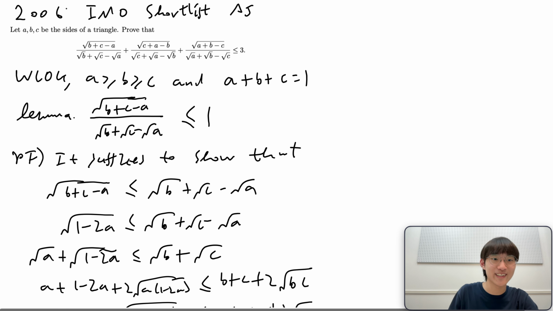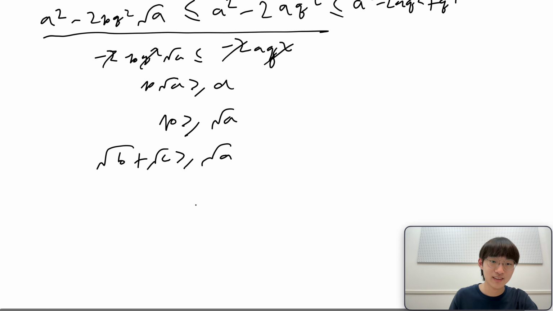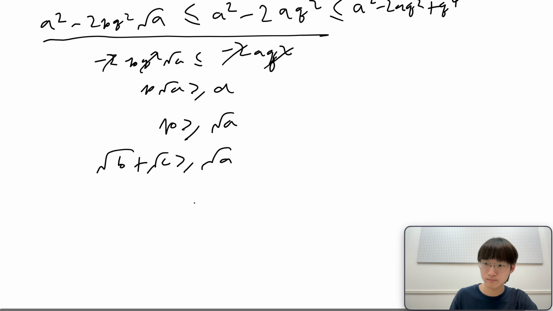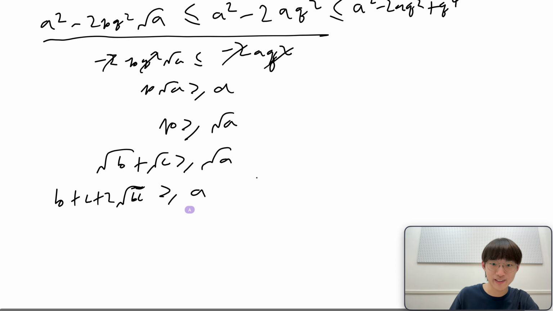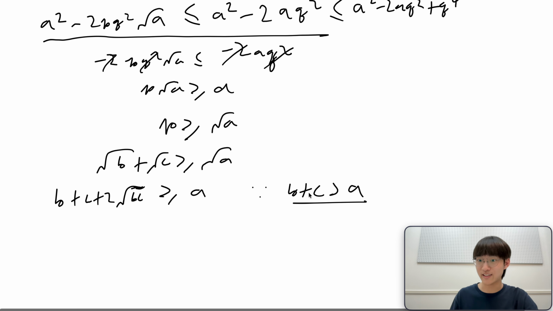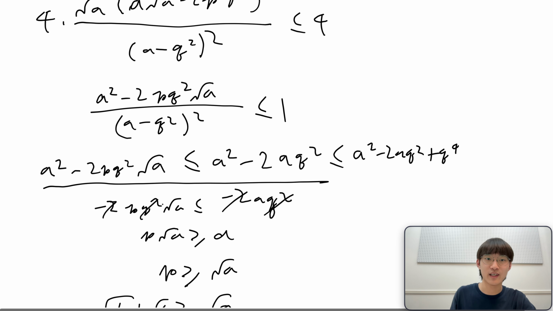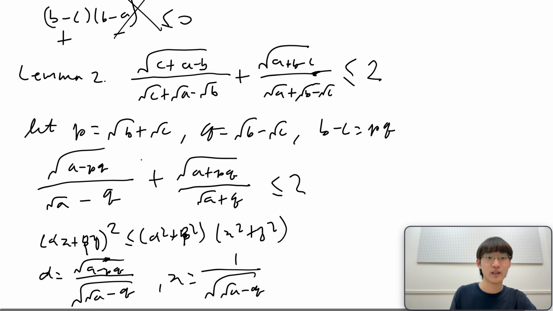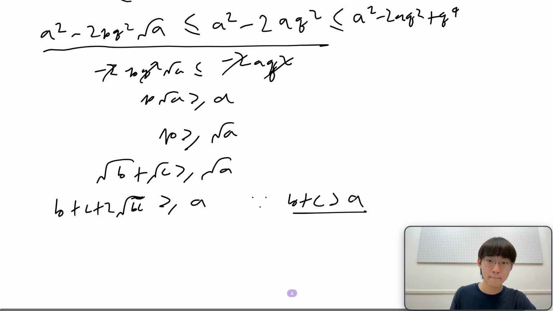to. And we also note that a, b, c are the sides of the triangle. So let's square them. B plus c plus 2 root bc is greater than or equal to a. And obviously this is true because b plus c is greater than a by definition. So we just proved, we didn't formally prove it, but we proved that our lemma is true.